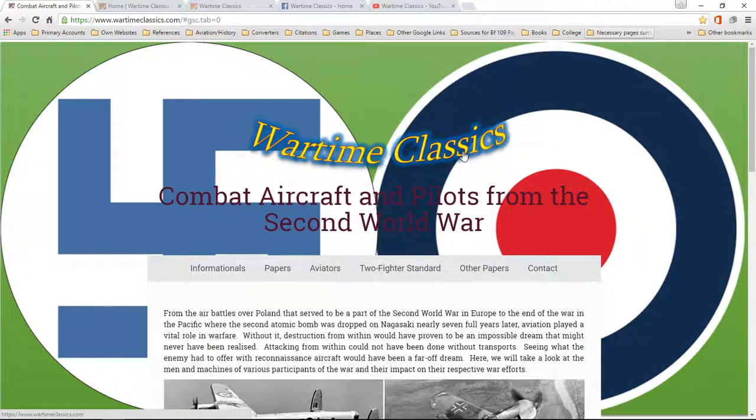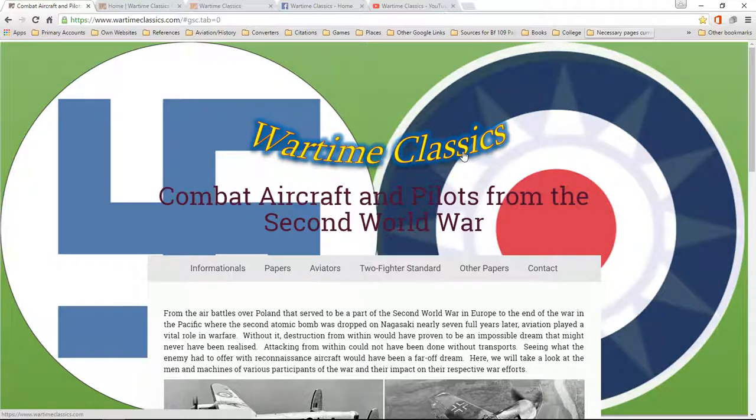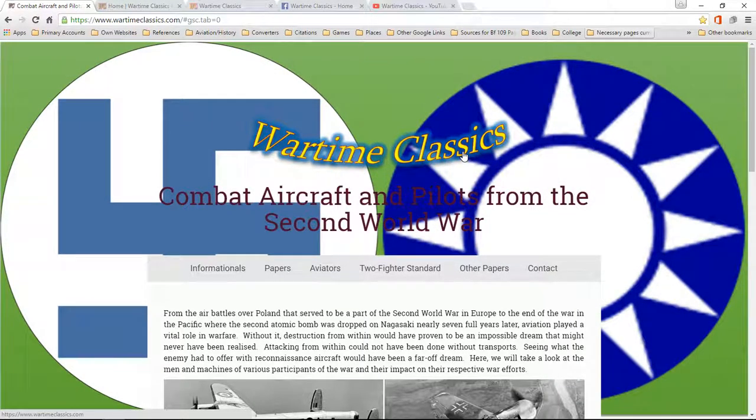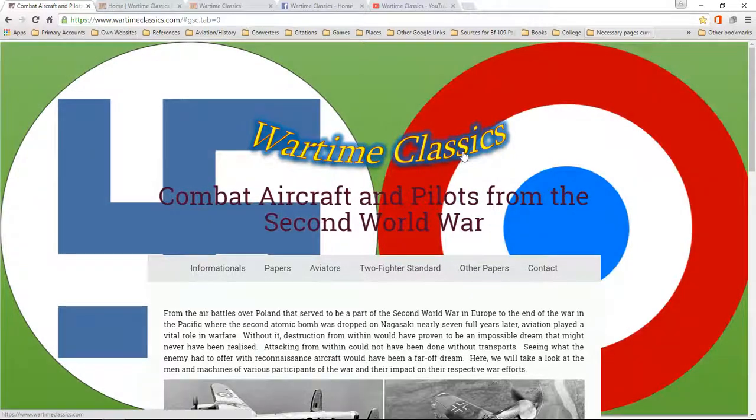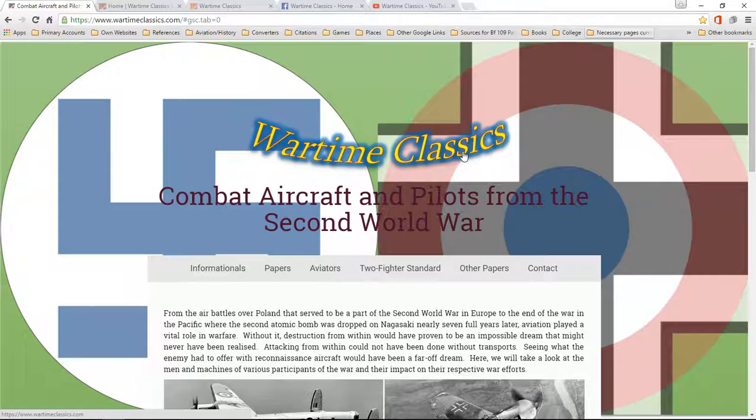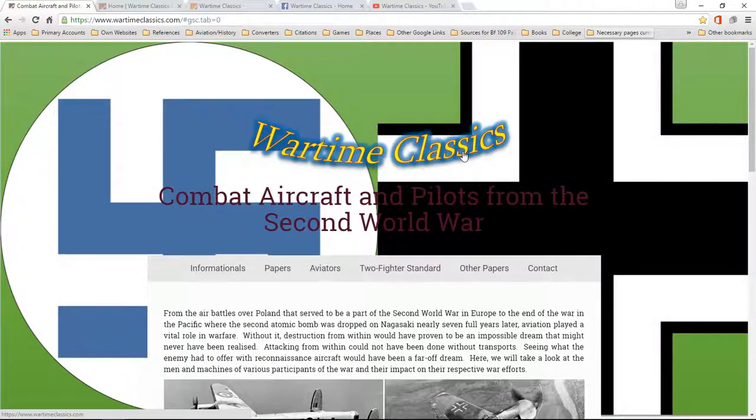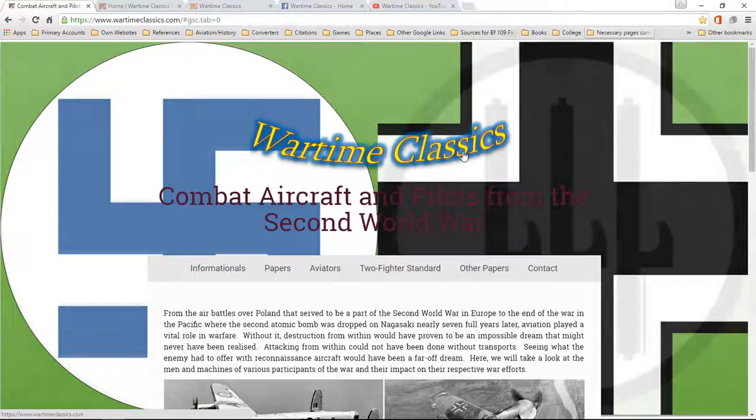Right now I'm on the home page and have just the top part of it viewable. The background consists of 11 different roundels from 11 different air forces of the Second World War. It's a 110 picture slideshow, so each roundel is in each position with the other roundels.